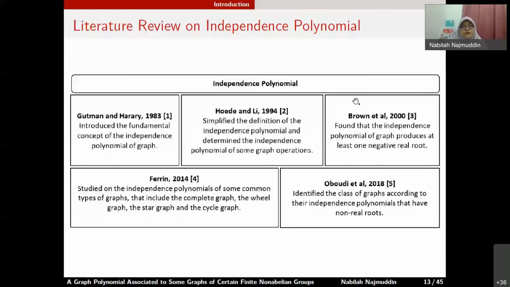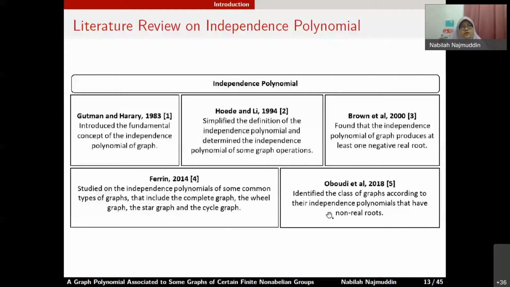Then in 2000, Brown et al. studied the independence polynomial of graphs and found that the independence polynomial of a graph has at least one negative real root. In 2014, in his master research, Perrin studied independence polynomials and obtained their general forms for many common types of graphs, including complete graphs, wheel graphs, star graphs, and also cycle graphs. And in 2018, Obodi et al. also studied the roots of the independence polynomial, but they identified a class of graphs based on non-real roots of the polynomial.